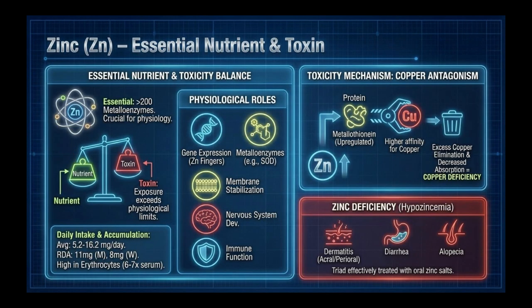Zinc is an essential nutrient that plays a crucial role in supporting over 200 metalloenzymes and various physiological functions within the body. However, despite its importance, zinc can become a significant toxin when exposure exceeds the body's physiological limits, particularly in cases of heavy metal poisoning. Historically, zinc has been used by human civilizations for thousands of years. The Babylonians, over 5,000 years ago, employed zinc alloys, while ancient Egyptians used zinc oxide for treating topical lesions.